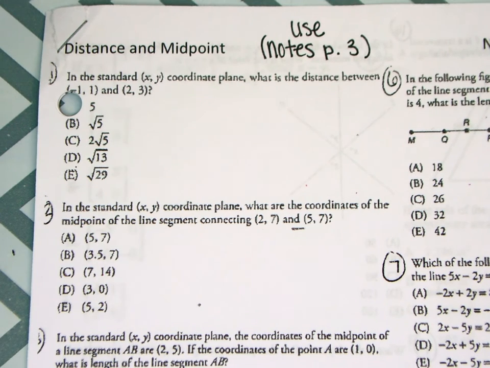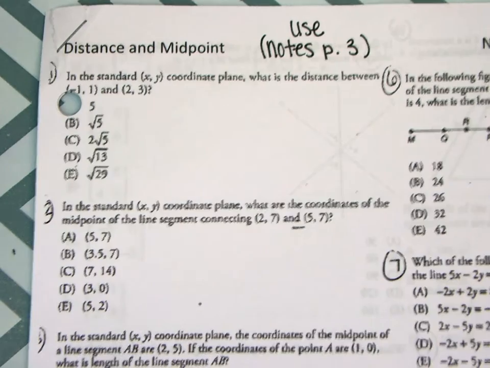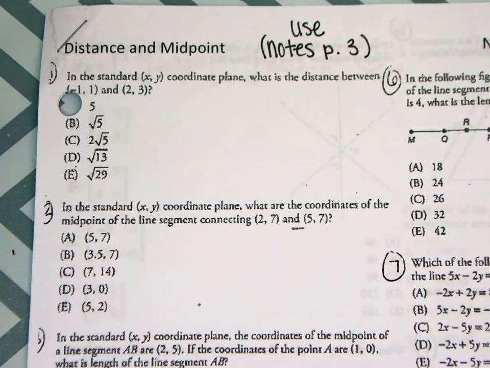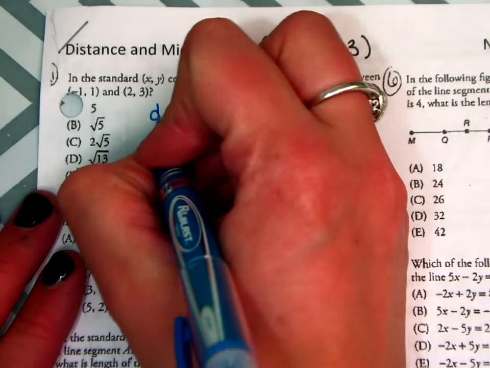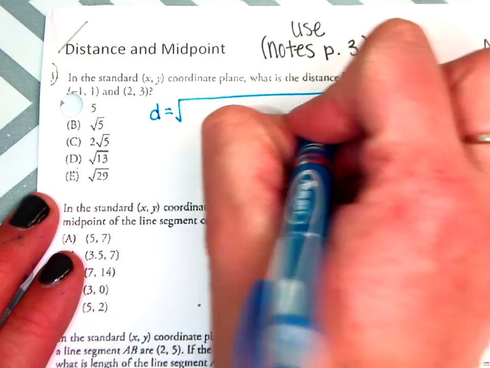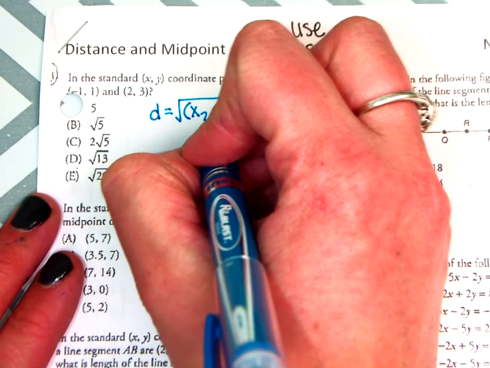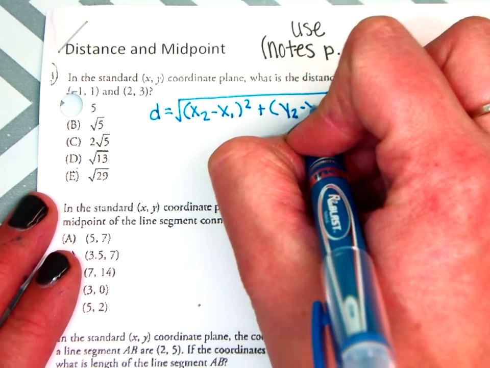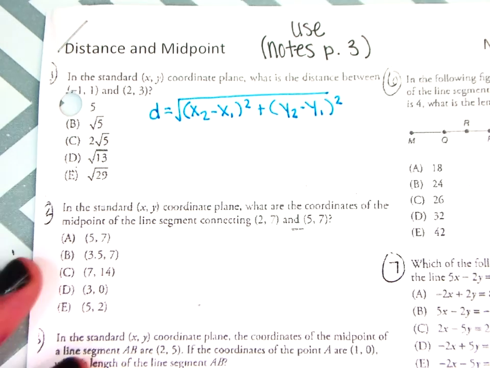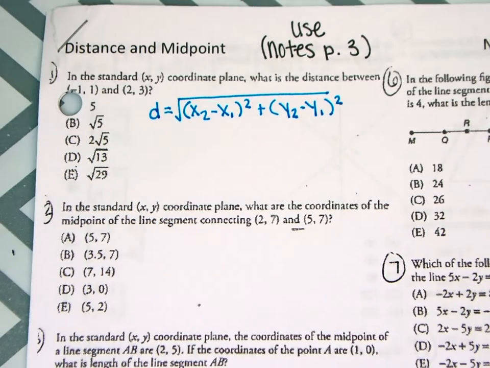In today's video, we're going to do the distance and midpoint practice. So it says, in the standard XY coordinate plane, what is the distance between -1, 1 and 2, 3? So the distance formula, remember you take x sub 2 and subtract x sub 1 and then square. And then you repeat that same process with the y values.